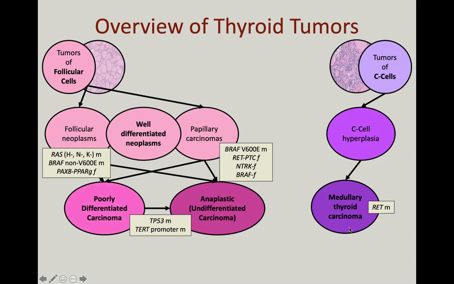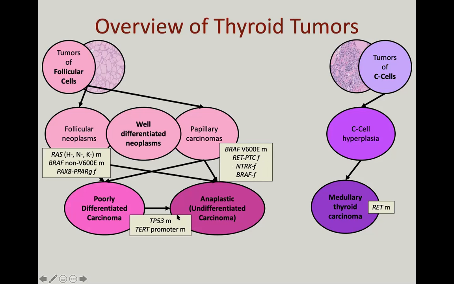Mutationally, these usually have a different mutational profile. So follicular neoplasms, all of them, can have things like RAS mutations, BRAF non-V600E mutations, PAX8-PPAR gamma fusions. On the other hand, papillary carcinomas tend to have specifically the BRAF V600E mutation. This is the same one we see, for example, in melanoma. They have RET-PTC fusions. They have NTRK rearrangements and other BRAF gene rearrangements, or fusions. The F here means fusion.